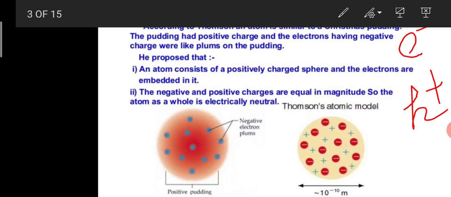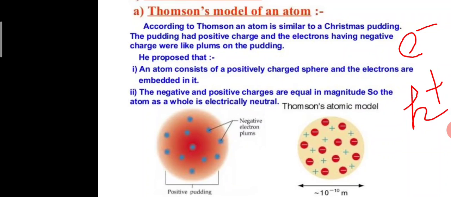The atom may thus be visualized as a Christmas pudding. The Thomson model is similar to the Christmas pudding, where the pudding has the positive charge and the electrons have the negative charge, like plums or dry fruits in the pudding. You can also compare this model to a watermelon. In a watermelon, the red edible part represents the positive charge and the seeds represent the negative charge.